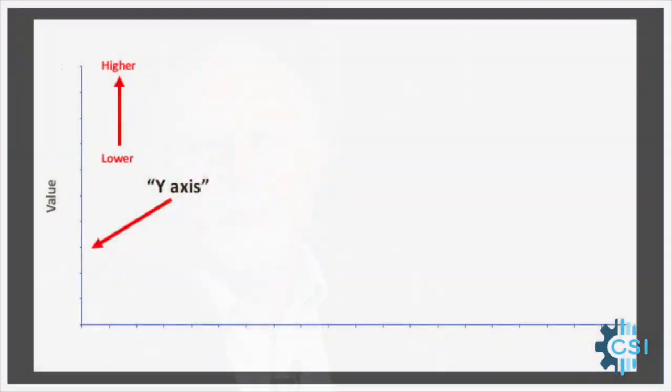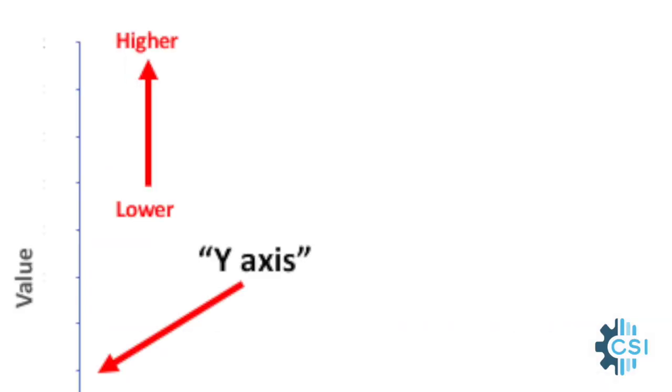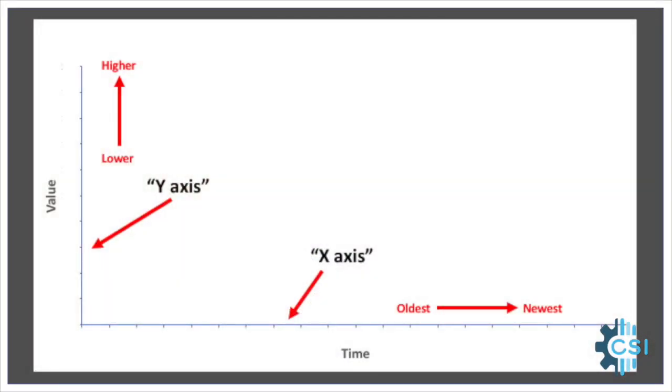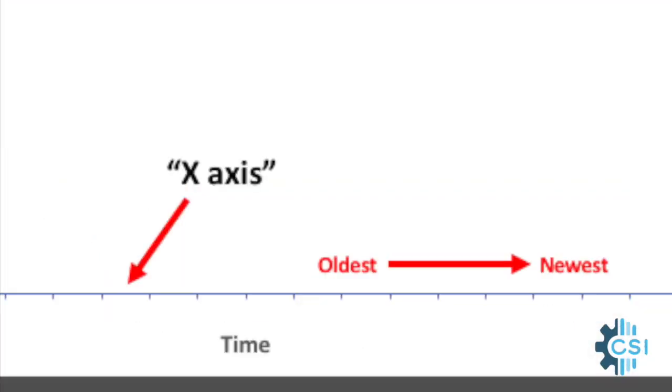The customary way of showing the data points is with the value of the number being reported on the vertical axis, also called the y-axis. Usually the lower values are at the bottom and the higher ones reaching upwards. Time is on the horizontal axis, also called the x-axis. Usually the most recent point in time is shown to the right side of the graph, and the oldest data is on the left side. Let's look at an example.